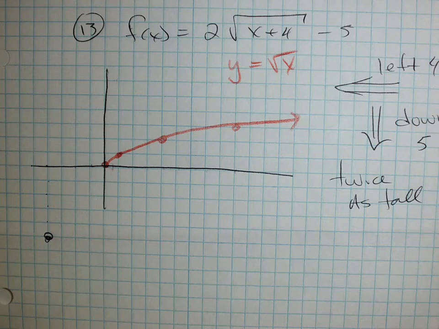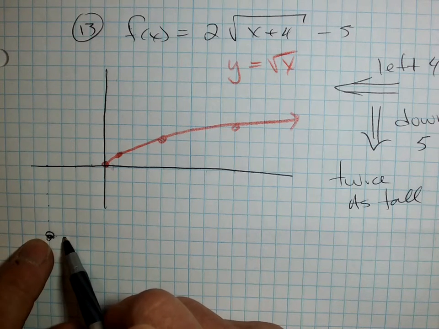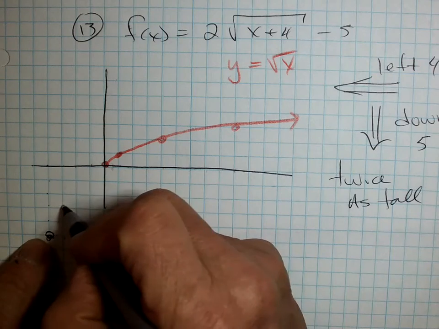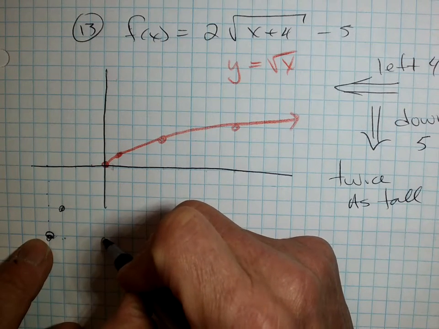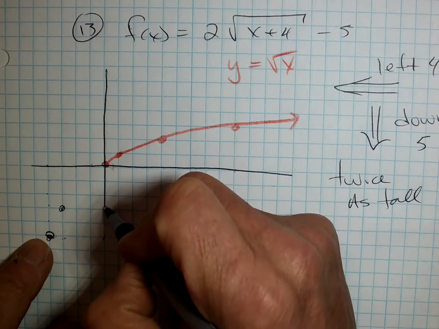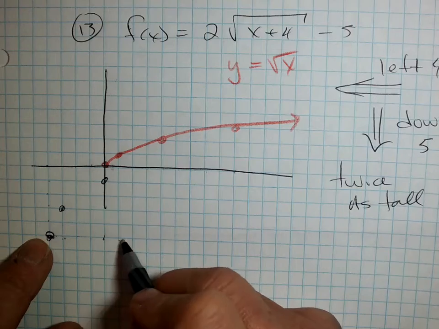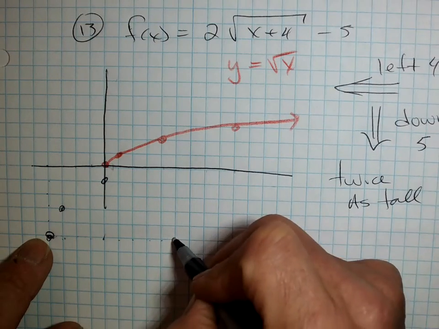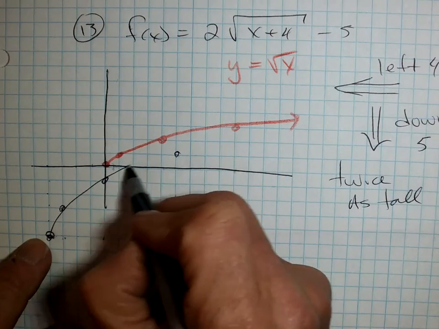So really good. So here's what Leon said. From here, I'm going to go over 1. The square root of 1 is 1, but I'm going to go twice as tall. I go over 1, 2, 3, 4. The square root of 4 is 2, but double that and I go to 4. I go 1, 2, 3, 4, 5, 6, 7, 8, 9. The square root of 9 is 3, but I double that height to 6. And my graph looks like this.